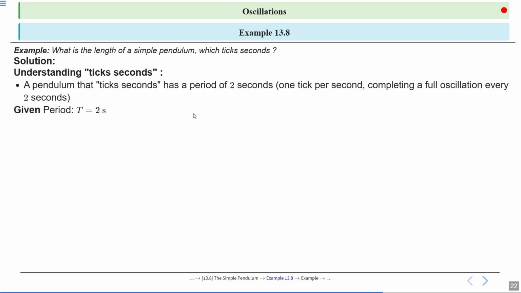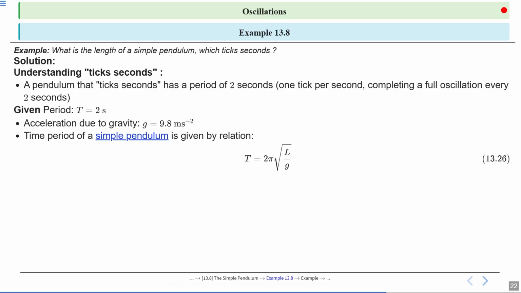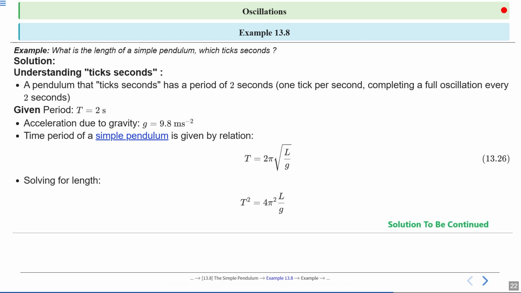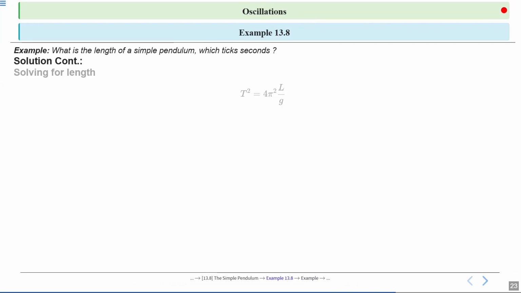So given this, we can write period T equal to 2 seconds, and acceleration due to gravity g equal to 9.8 meter per second square. The time period of a simple pendulum is T equal to 2 pi under root L by g. Solving for length, T square equal to 4 pi square L by g. So L equal to g T square divided by 4 pi square.